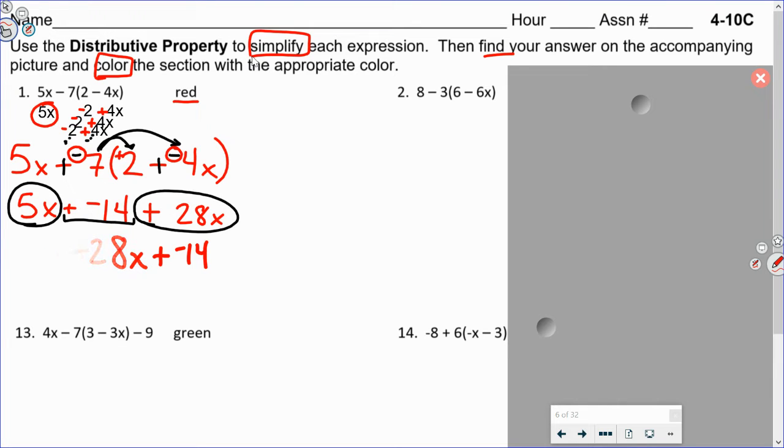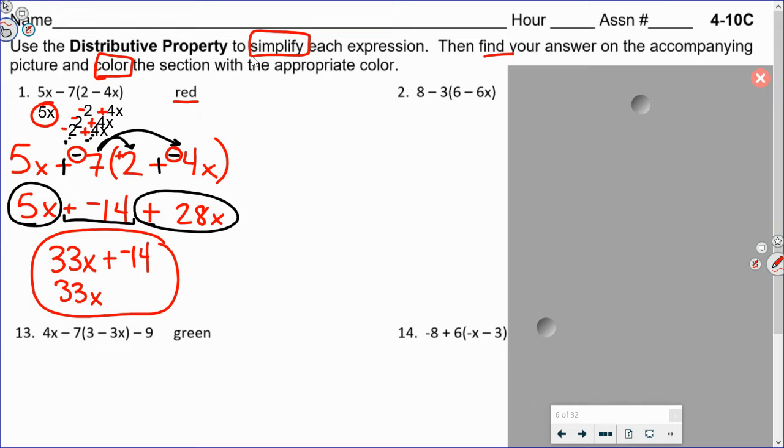I personally will say, look, if you got 5 x's and you got 28 x's, put those together and you'll get 33 x's. Now there is nothing to combine with negative 14. I'm okay if you write that, or some of you would appreciate, instead of writing add a negative 14, you would simply write subtract 14. Either of those are acceptable. So we took that nasty expression up here, 5x subtract 7 groups of 2 minus 4x. We simplified it. No more grouping symbols. There's not 4 terms. There's really only 2 terms here.